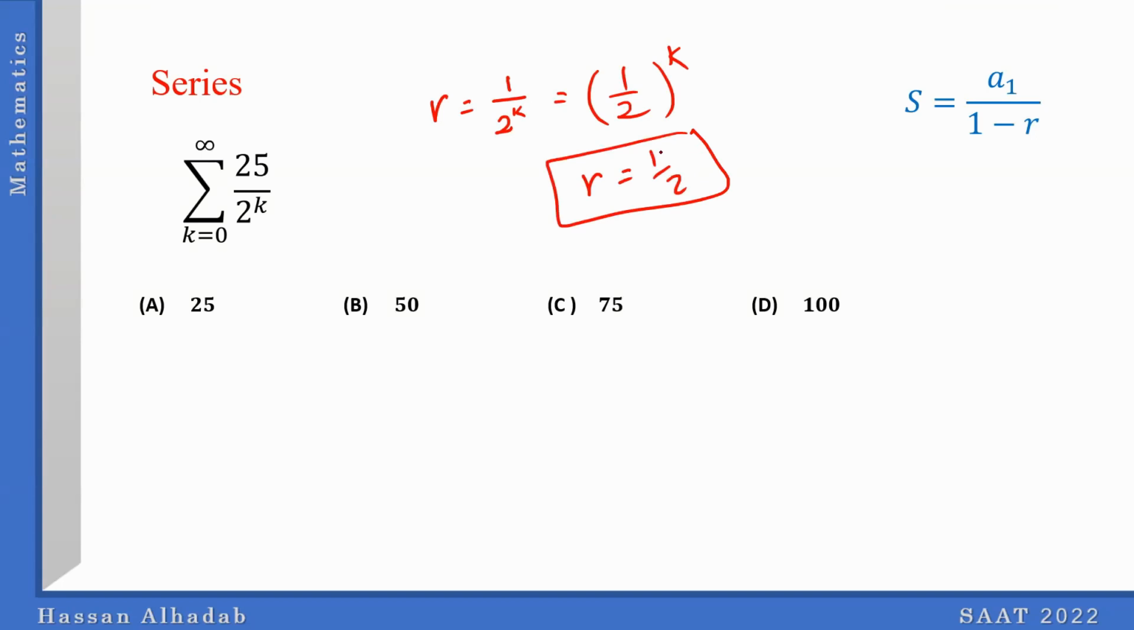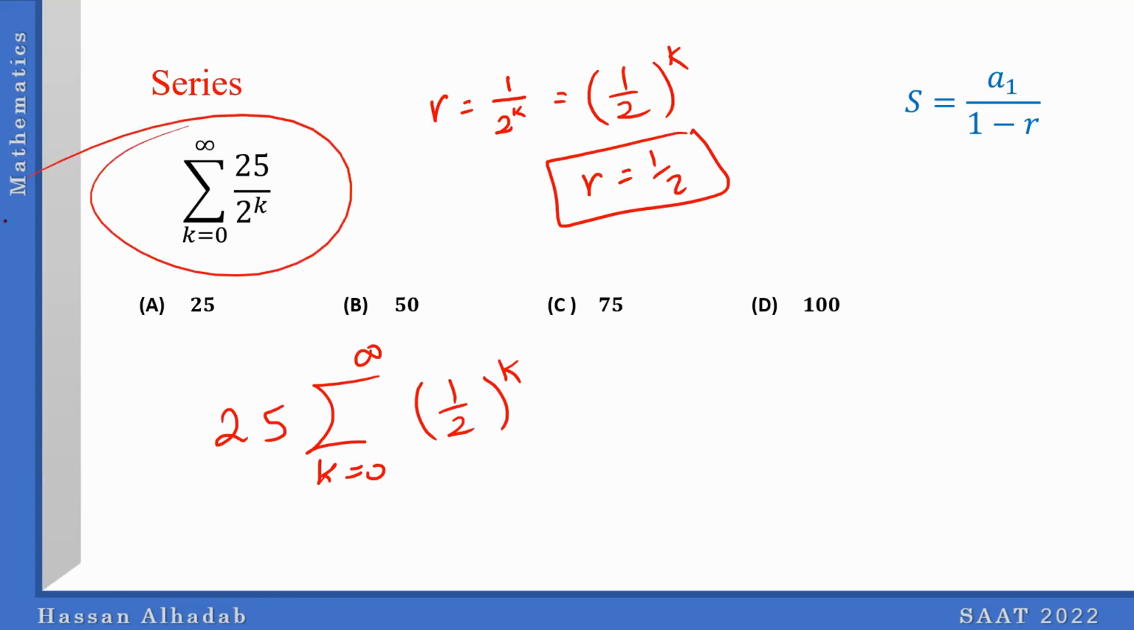Okay, so 25 is just a constant times the summation. So for example, 25 times the summation from K equal to 0 to infinity of 1/2 to the K, which is the same as the one on the top. So they are similar.